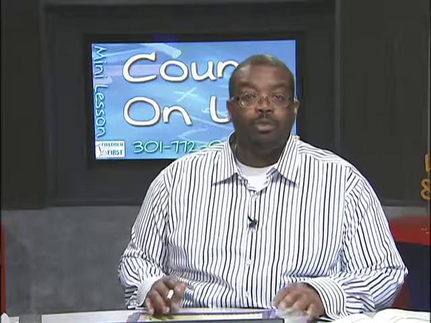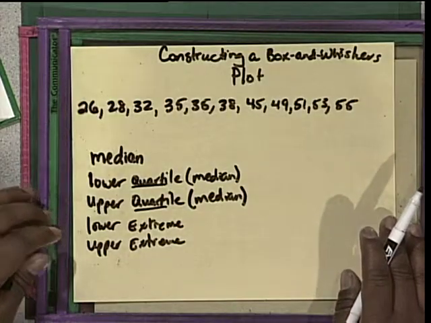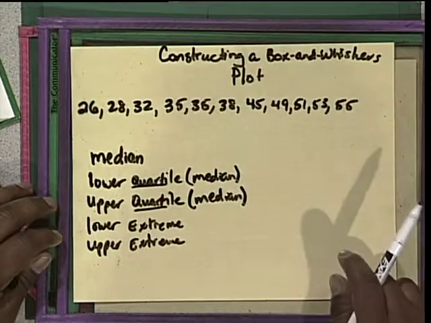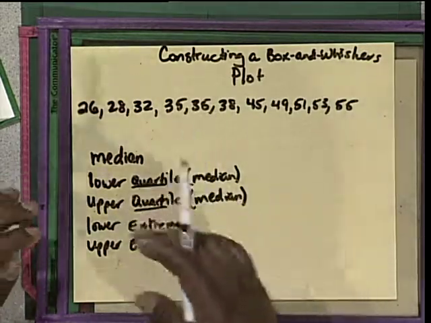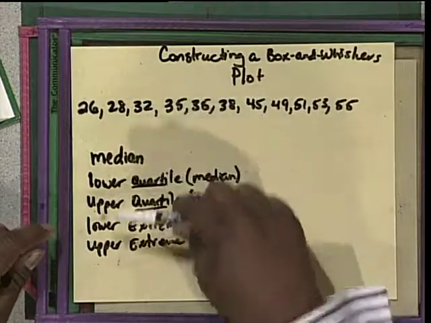And it breaks the data up into 4 parts. You should have got the hint when you see the word quartile. It breaks up into fourths. So now, I have a set of data right here. And what we're going to do is construct a box and whisker plot with the following set of data. So I already identified my first 5 parts.